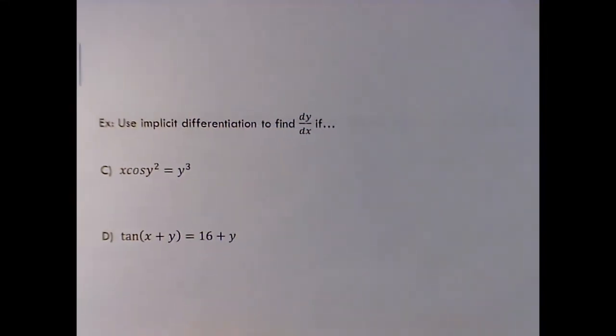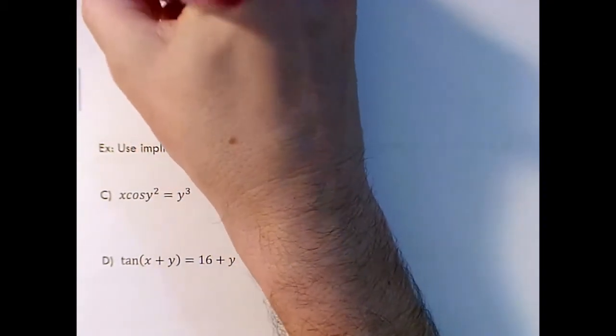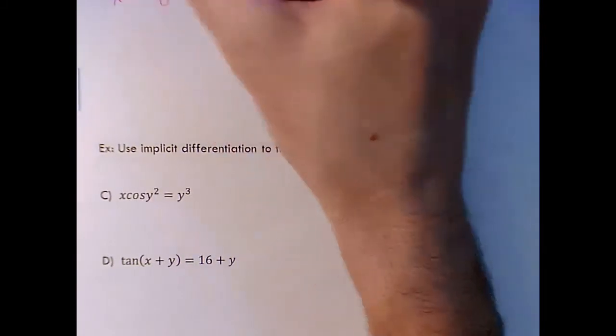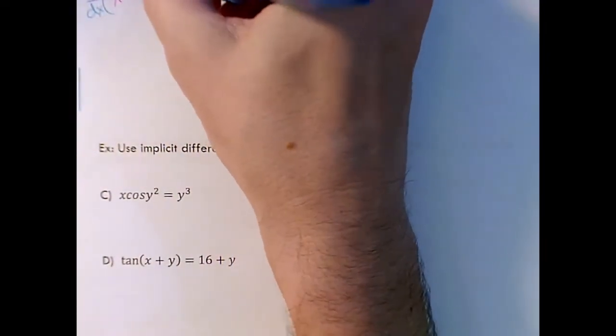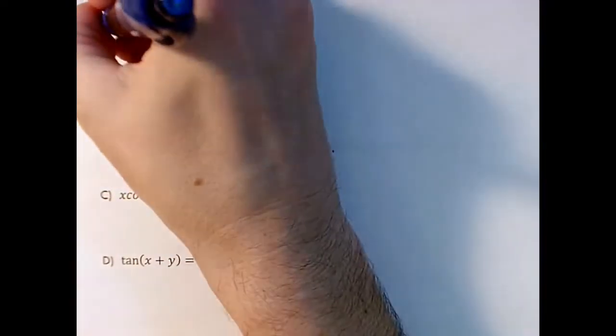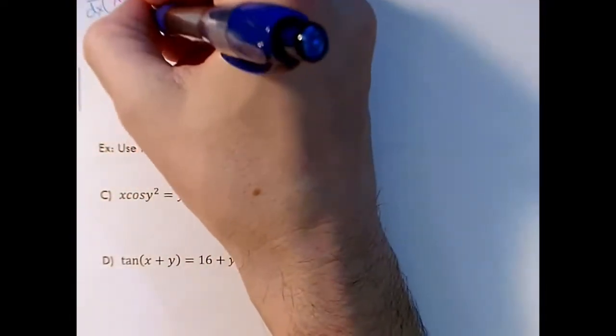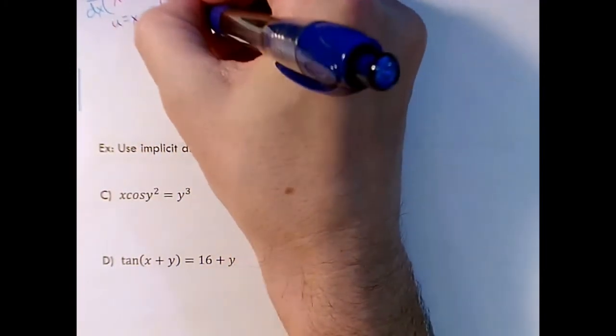So I'm going to do C up here. x cos y squared equals, leave some space, y cubed. I'm going to d/dx both sides. I am forced to use product rule over here. So my u is going to be x. My v is going to be cos of y squared.